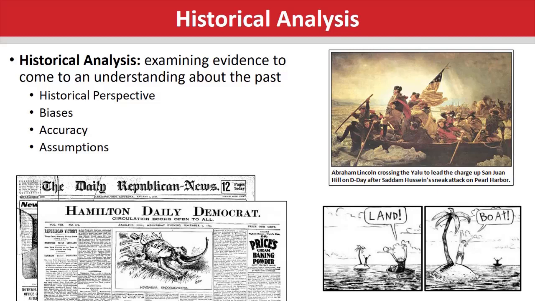Biases, now that could be intentional or unintentional. You can see the two different newspapers from Hamilton's history, the Daily Republican News and the Hamilton Daily Democrat. There's different viewpoints, different opinions that are held by people. And again, that's something else that can come out in records from the past when we're examining them.